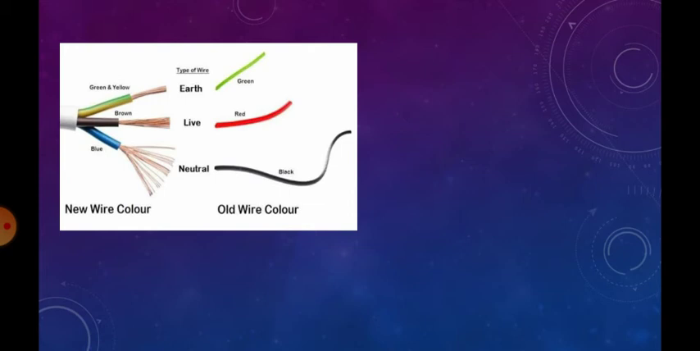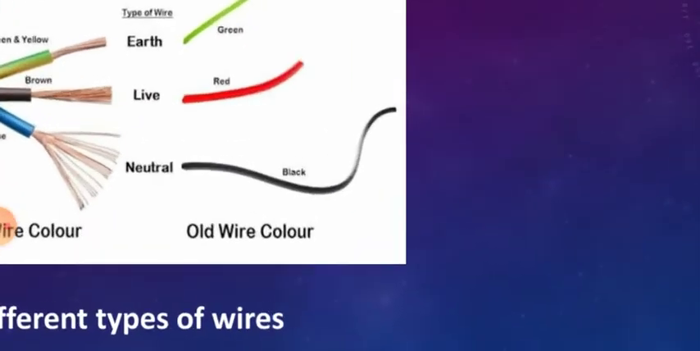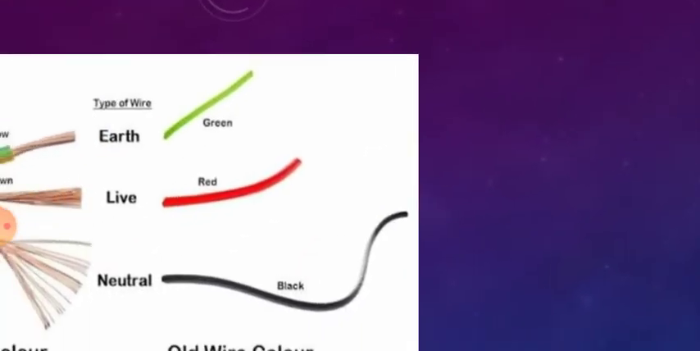Fine. So let us see now how the connection is inside the electrical circuit. What types of wires are there? You can see over here the different types of wires. There are three main types of wires. They are called the earthing wire, live wire, and the neutral wire.